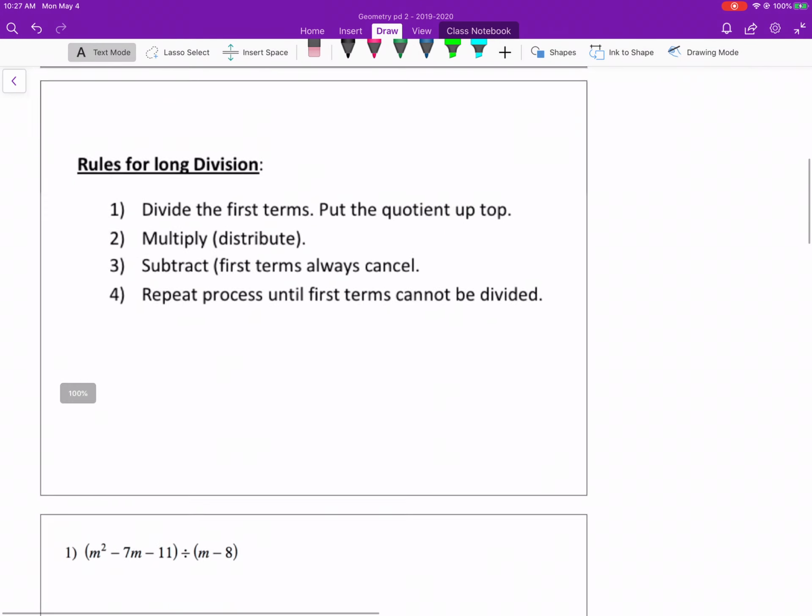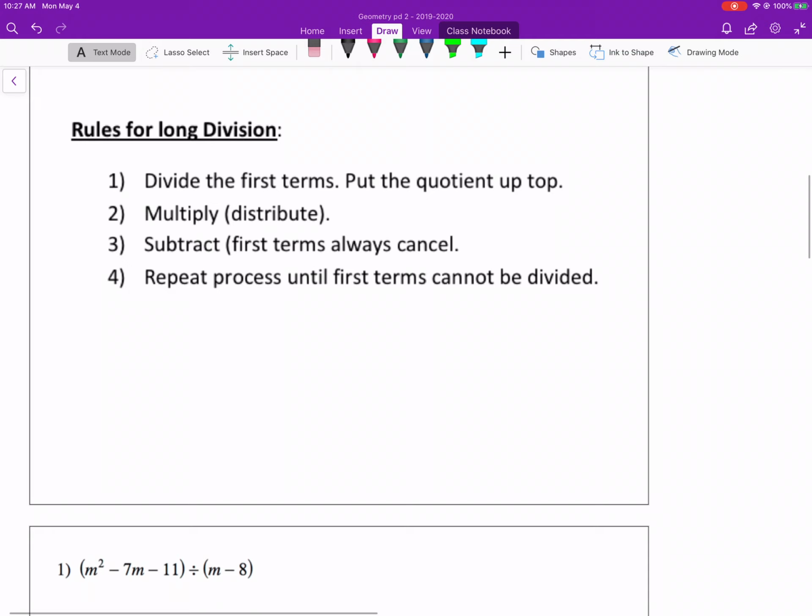Alright, so now division. These are your long division steps from Friday. So if you didn't watch Friday's video for whatever reason, not good, but if you didn't, you should really be going back to Friday's video so you can understand that, because we're going to be moving a little bit quicker than normal. So first, divide the first terms. Put the quotient up top. Then you're going to multiply, which was distributing. We're going to subtract. First terms are always going to cancel. And then we repeat the process until the terms cannot be divided.